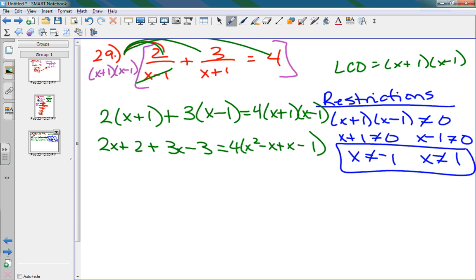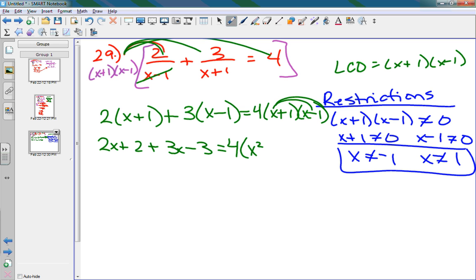You go over the FOIL and stuff. That's my one. I bring down the 4. X times x is x squared. Then I'm going to do this. Brittany, are you listening to me? Ignore that plus 1 there and distribute the x into both of them. Then cover up the x and then distribute the 1 into both of them. That's all FOIL is. It's distributing the first term into the second parenthesis and then distributing the second term into the second parenthesis.